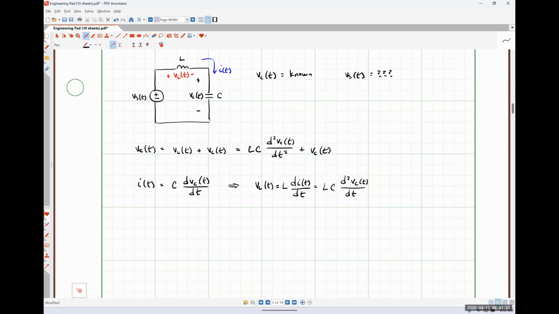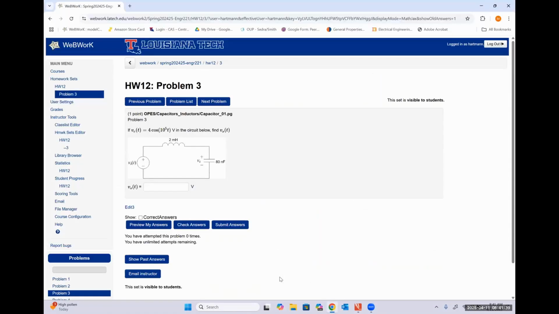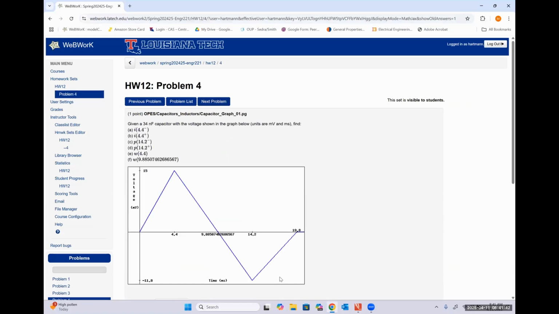All right. So let's go back to the web work really quickly. Let's look at problem 4. I don't remember it being much of a pain. So we're just given a graph and we need to figure out the current flowing through the capacitor, the power absorbed by the capacitor, and the energy stored by the capacitor. I think you guys had something very similar to this in homework set number 11. And if I'm remembering correctly, I think problem 2 from the ICA is something pretty similar to this as well. So nothing wild or crazy here.